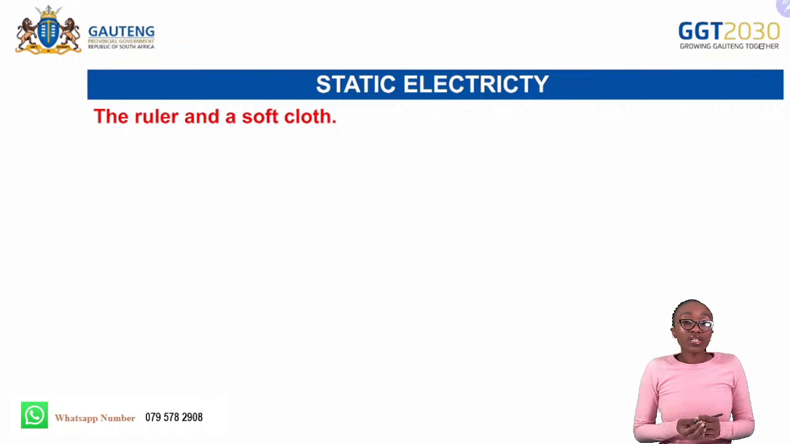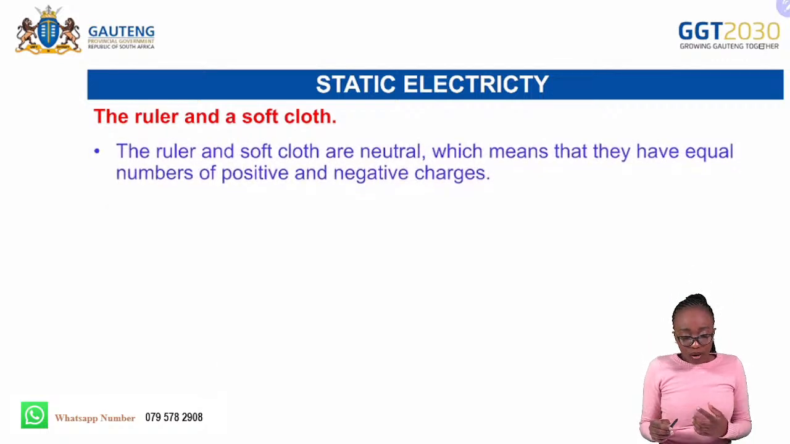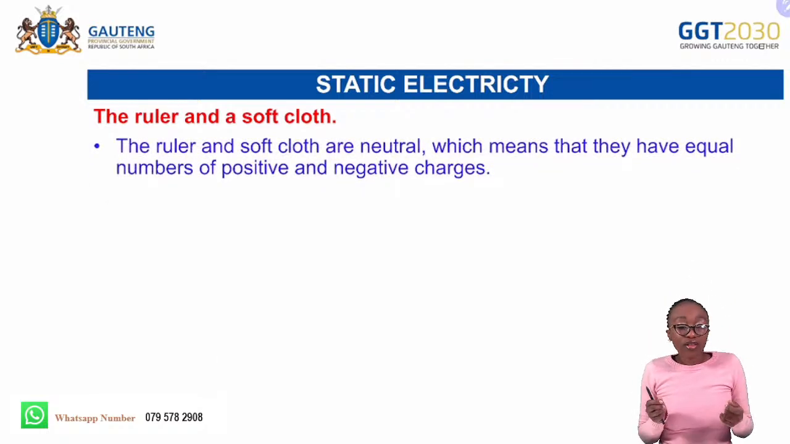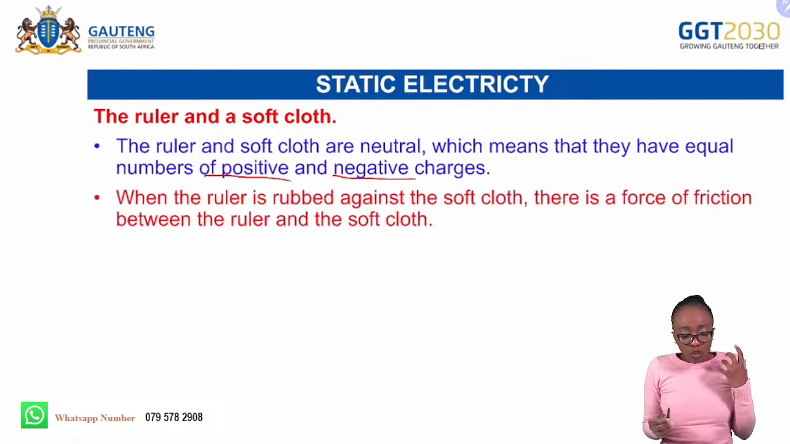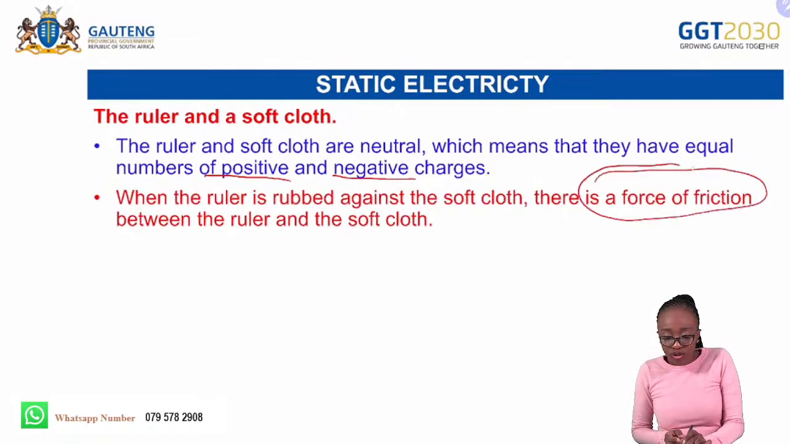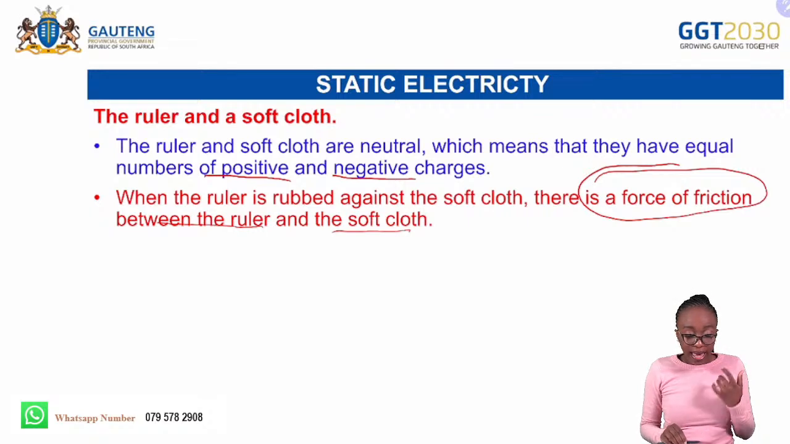Now, if we take, for example, a ruler and a soft cloth, if you've got a ruler there with you in the classroom, you can grab your ruler and use your uniform or your jersey as the soft cloth. The ruler and the cloth are neutral as they are right now, which means they have equal numbers of positive and negative charges. Remember, when we talk charges, we're talking electrons. They have the same number. When the ruler is rubbed against the soft cloth, there is a force of friction between the ruler and the soft cloth.